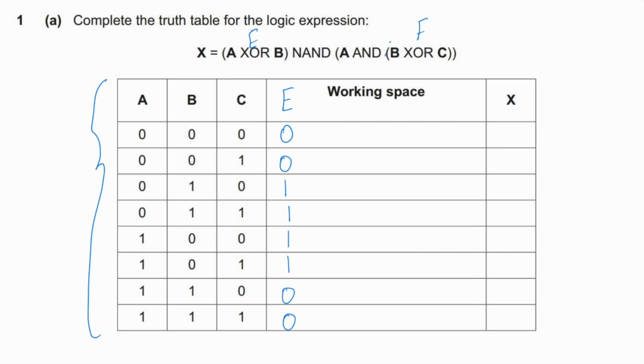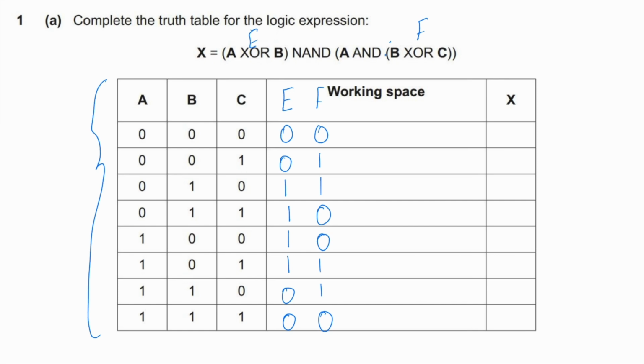Now next we have B XOR C, which we're labeling F, right? And so same principle, we have an XOR gate. So here we're going to have 0, 1, 1, 0, 0, 1, 1, 0.